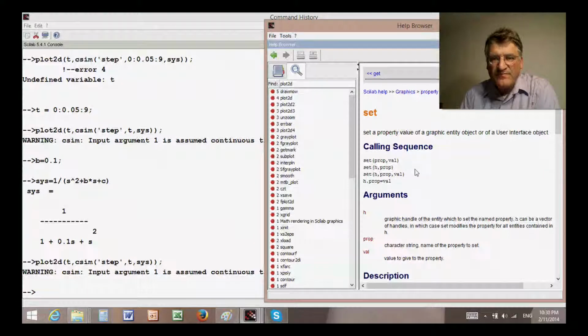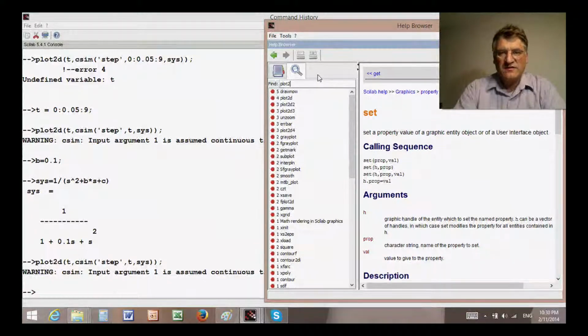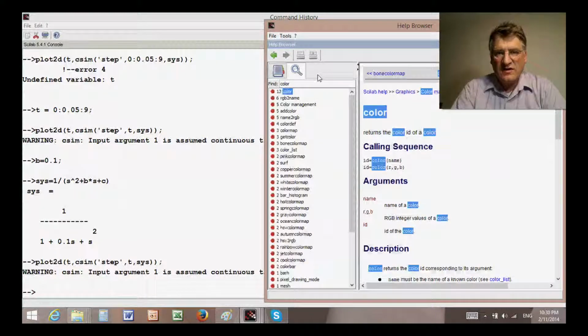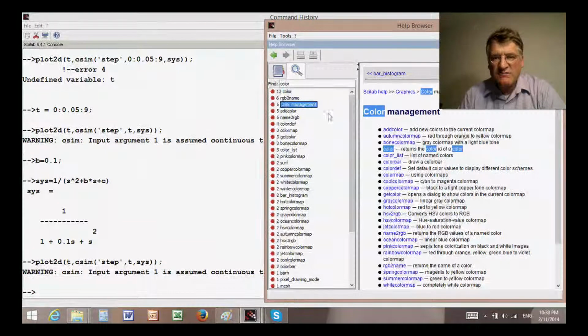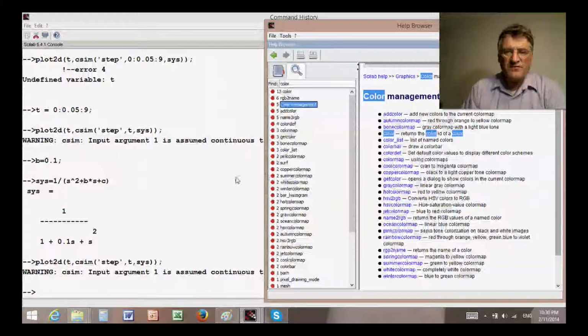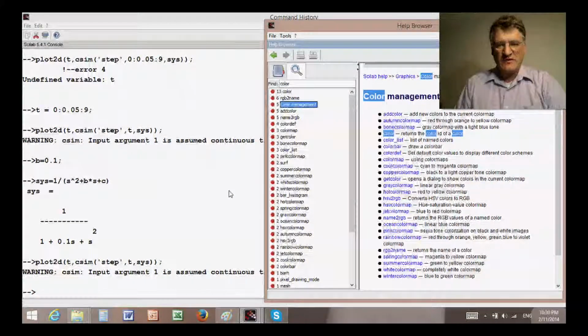Let's see what color says. Okay, so that's a color. Okay, so let's look at color management. Well, we will keep doing our experiments in black and white for now.